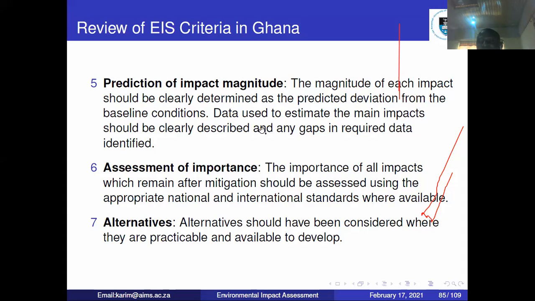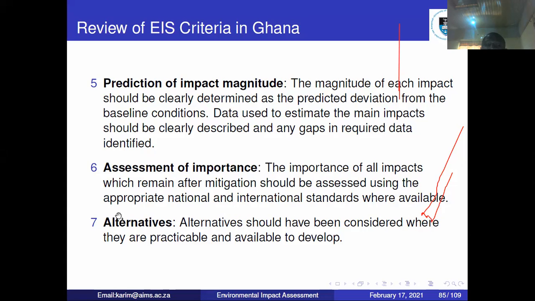Then you assess the importance of what you are doing. The importance of all impacts which remain after mitigation should be assessed using appropriate national and international standards. So you assess the importance of all your impacts, and if after mitigation there will be some impact that will remain, how do you address that using national and international standards? Probably certain impacts you can't avoid. They will happen at all costs. And what are the national standards that you can use to compensate in kind or deal with that?